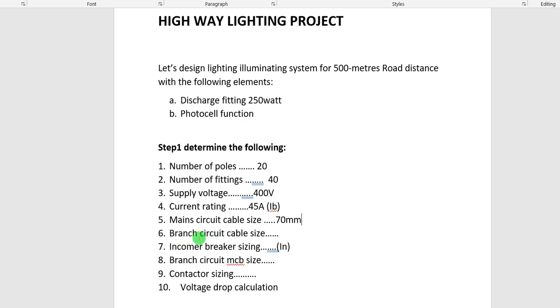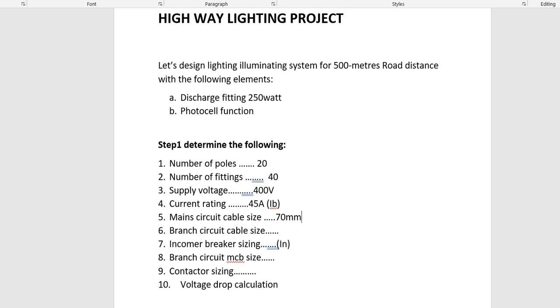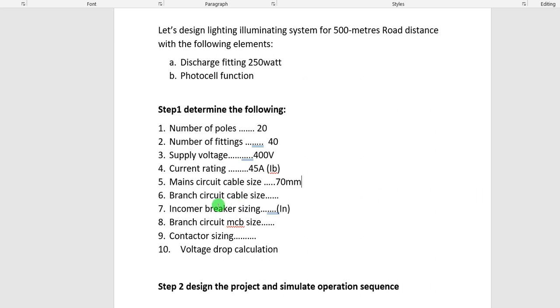Now the next thing is for us to determine our branch circuit cable. But before we do that, let's determine our incomer breaker, our IN. Don't worry. Let's go sequentially. For the branch circuit, I said we're going to use 2 light fittings for each pole. The one is giving us 250 watt for each lamp, multiplied by 2. We are using 2 lamps in one pole, 2 fittings in one pole. So one pole is going to produce 500 watt. That is the power demand for each pole.